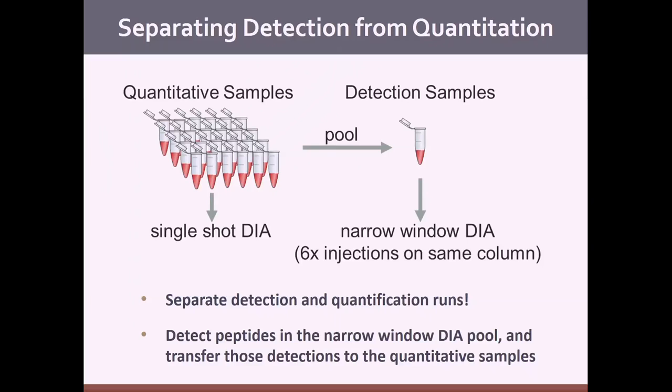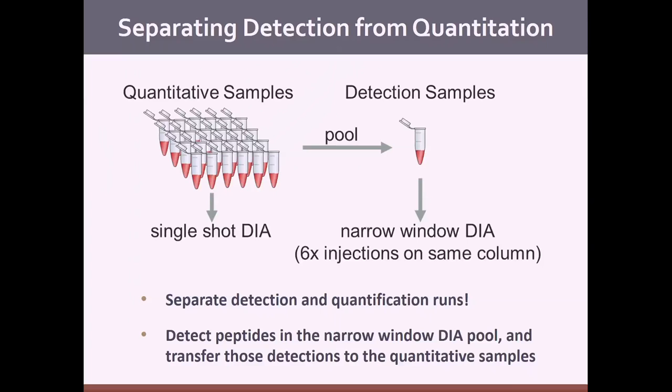Can we first define, these are the peptides that we have evidence for within a given sample type? It can be across many different samples. And then can we go about collecting lots of quantitative data and then trying to map those detections onto the wide window data?